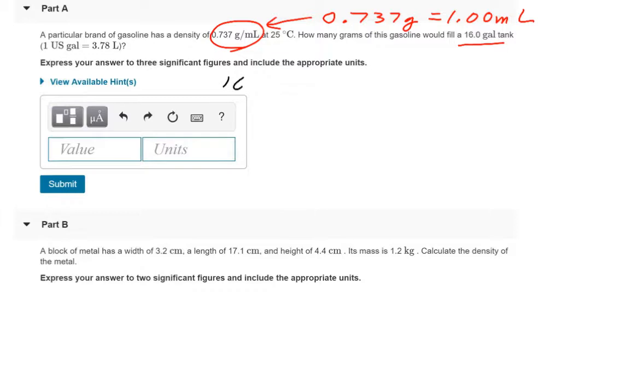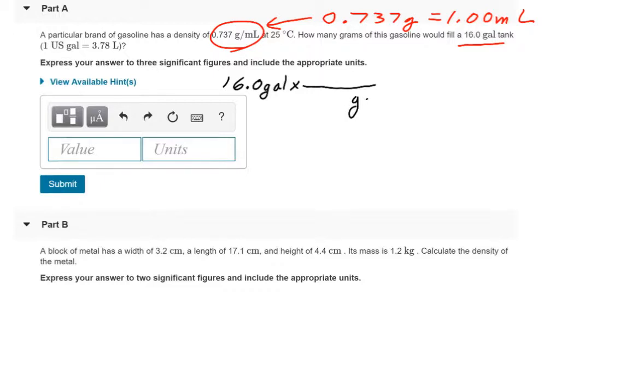So I've got 16.0 gallons. I have no idea how I'm going to solve this problem. I don't even remember what they're asking for. But I know that if I'm starting out with units of gallons, my first step is always going to be to get rid of it. Whatever number I start with, I'm going to place down here in a position where it cancels out.